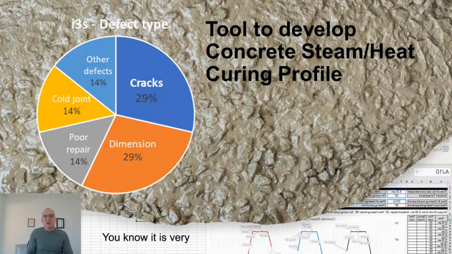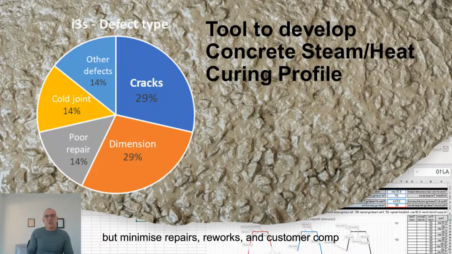You know, it is very hard to develop a concrete steam curing profile manually because there are many variables to juggle around with. With this automated spreadsheet, you can select and change the data and variable related to your site area and product and produce the graphs of steam curing profile with a click of a button. Eliminating concrete cracks will help your site not only achieve the manufacturing cost reduction initiative by reducing downgrades, but minimize repair, rework, and customer complaints.